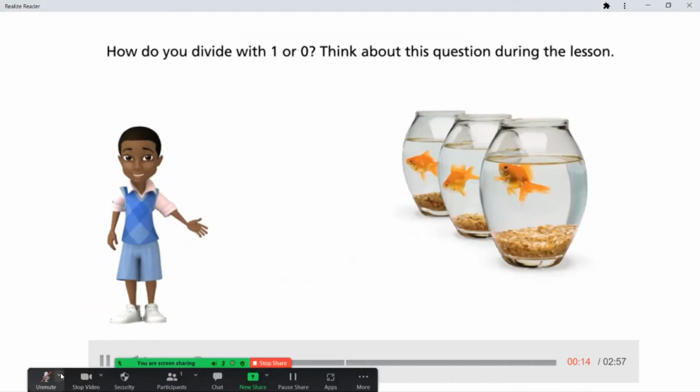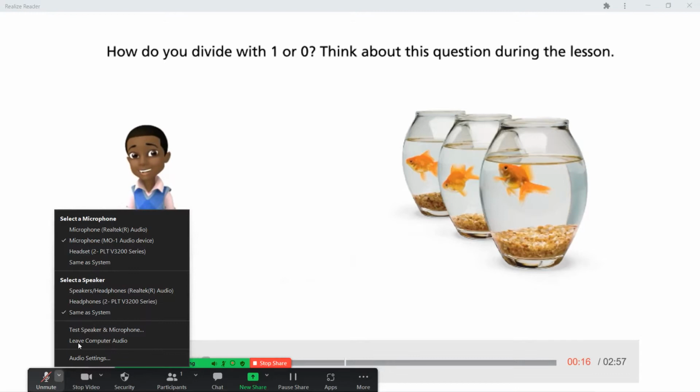Goldfish make great pets. How do you divide with 1 or 0? Think about the question during the lesson.